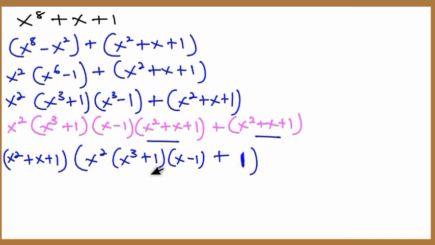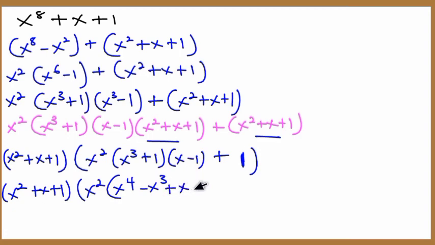Now what I have to do next is to continue as my (x^2 + x + 1) closes multiplying my x^2. Now I will multiply these two terms. This one gives me x^4 - x^3 + x - 1 closes plus 1 closes.